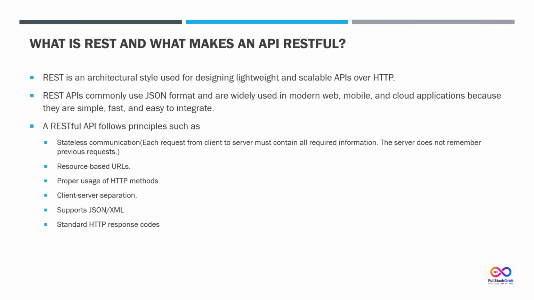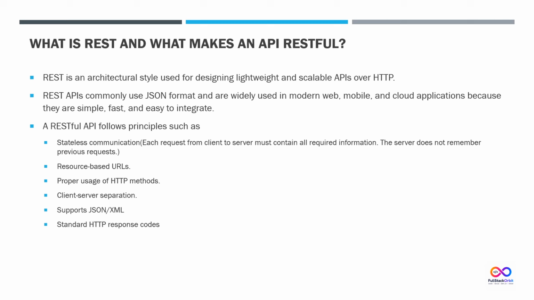REST APIs are widely used in modern web applications, mobile applications, cloud platforms, and microservices architectures because they are simple, fast, lightweight, and easy to integrate. Most REST APIs commonly use JSON format for communication because JSON is smaller and faster compared to XML. Now the most important question is what makes an API RESTful? A RESTful API follows certain REST principles. Let's understand each principle one by one.